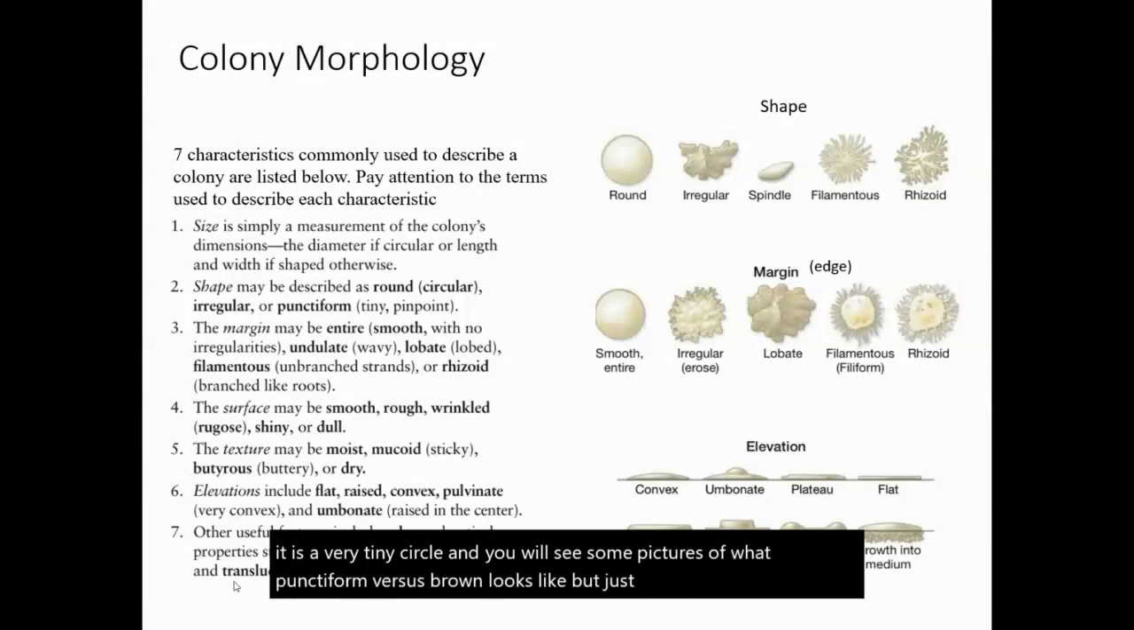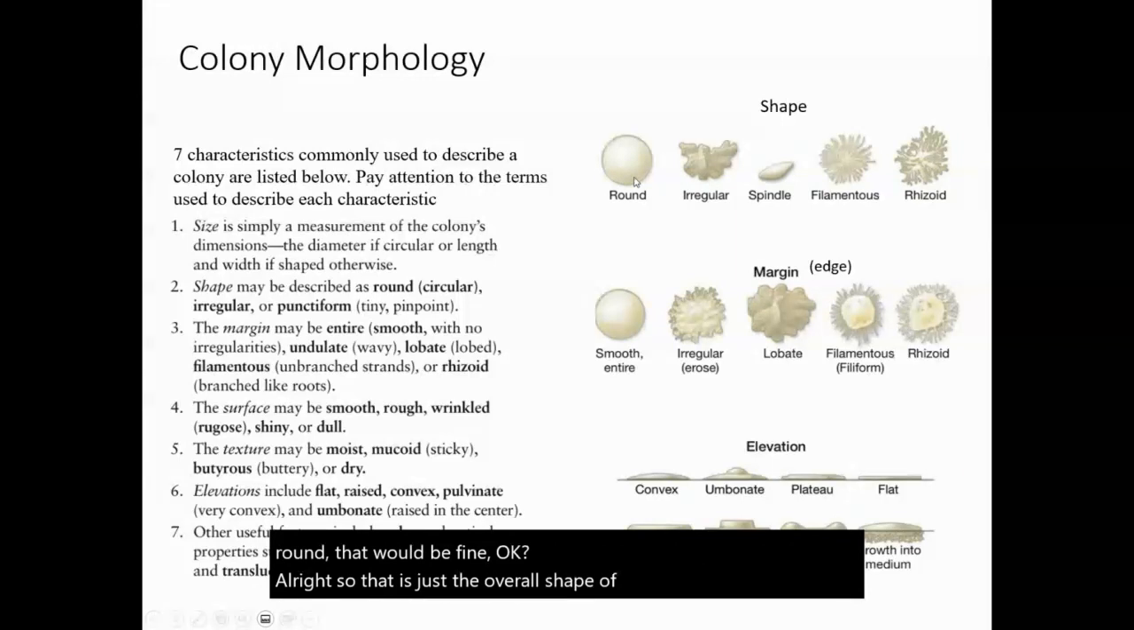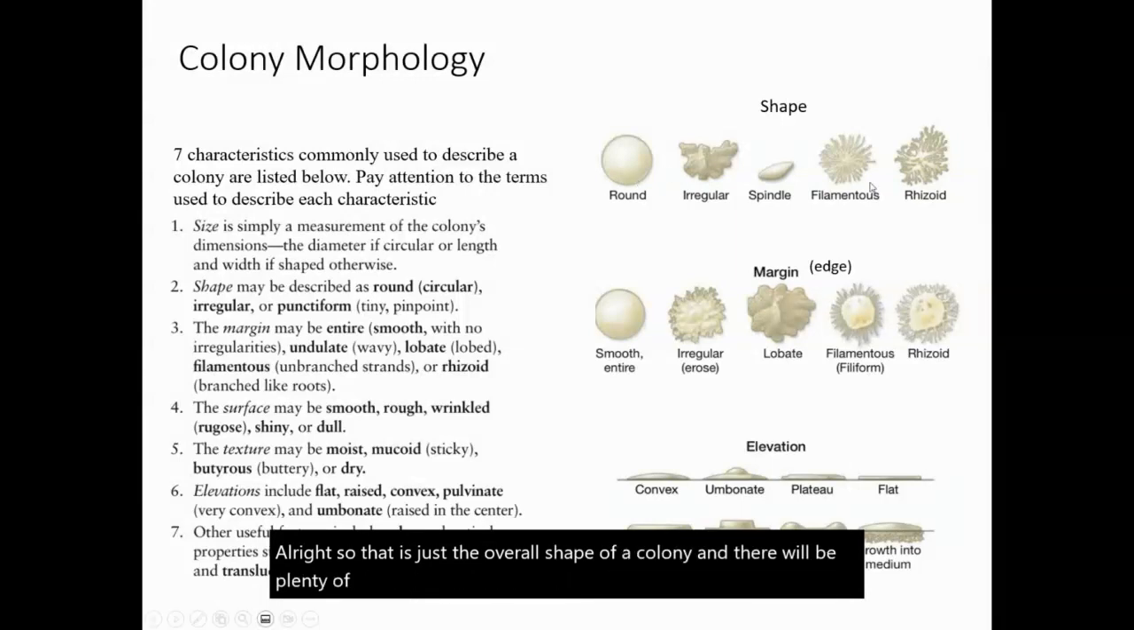But just so you know, even if I were to show you a picture of a tiny round colony, if you just said round, that would be fine. Okay? All right. So that is just the overall shape of a colony. And there will be plenty of pictures coming up to help you see some examples. The next category is margin.